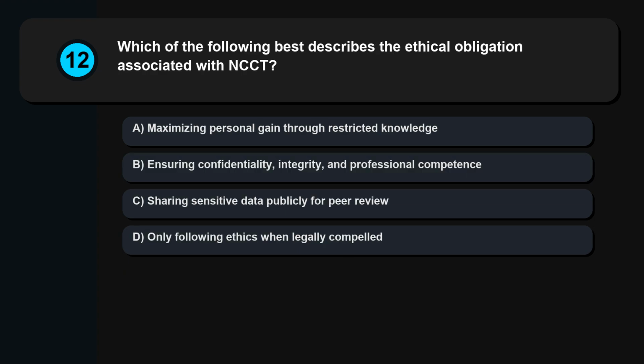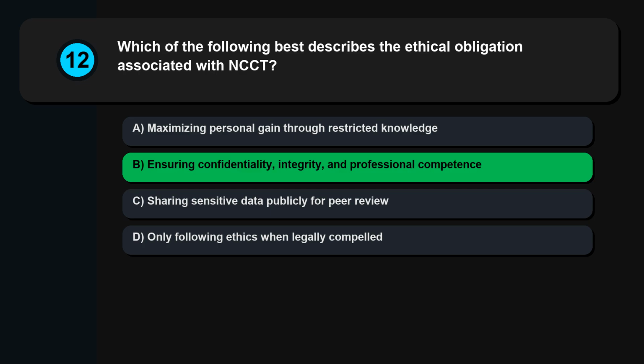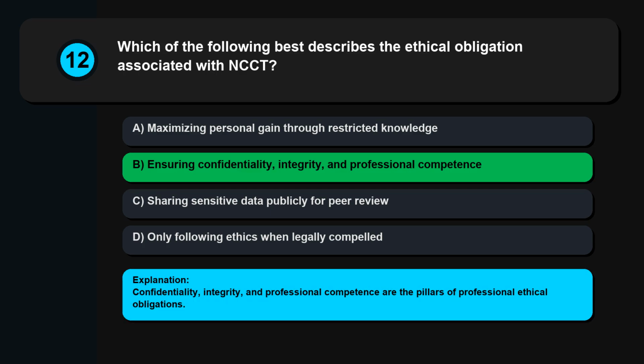Question 12. Which of the following best describes the ethical obligation associated with NCCT? Maximizing personal gain through restricted knowledge, ensuring confidentiality, integrity, and professional competence, sharing sensitive data publicly for peer review, only following ethics when legally compelled. Confidentiality, integrity, and professional competence are the pillars of professional ethical obligations.